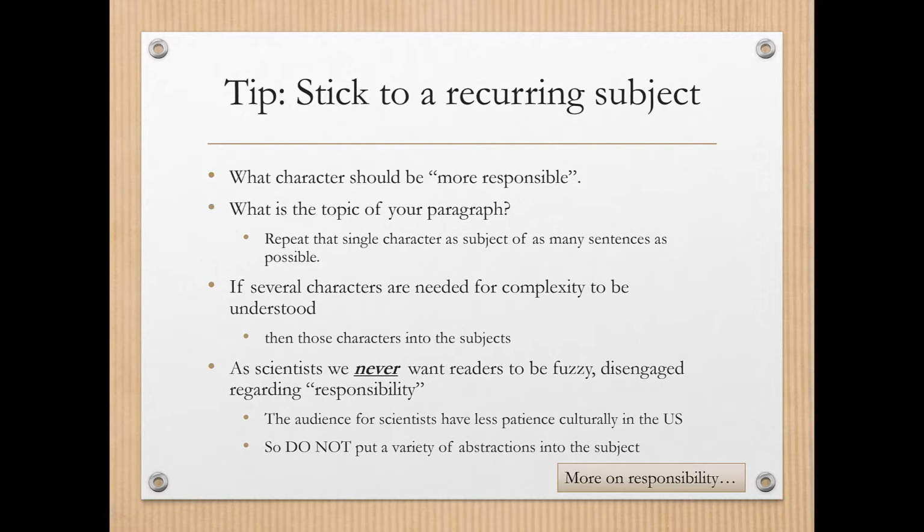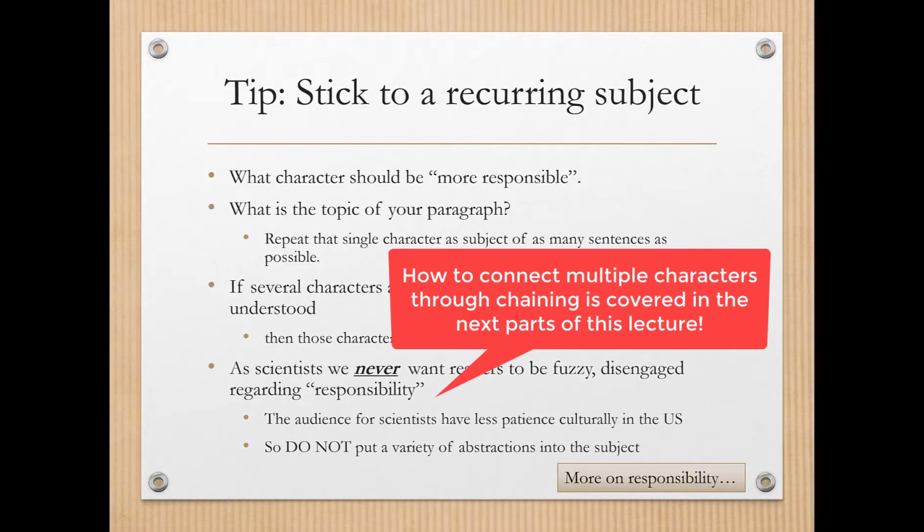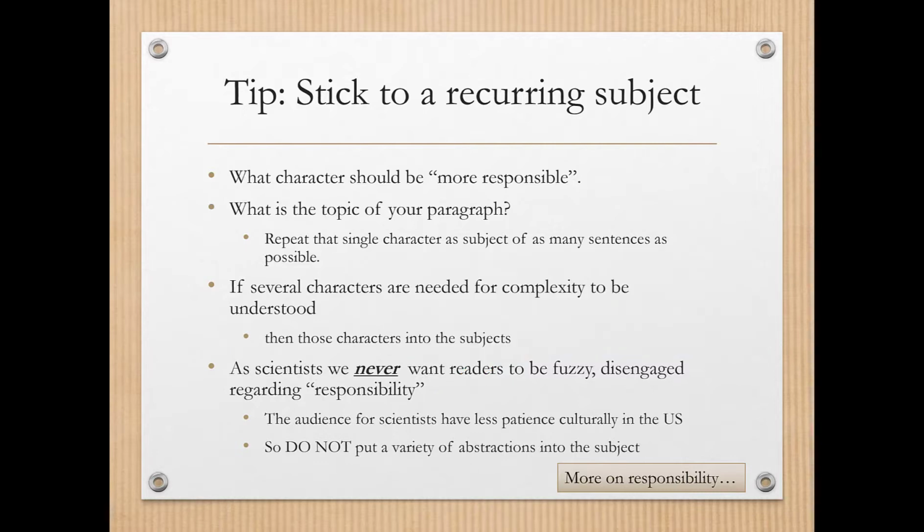We want to grab their attention, and this means that we do not want to put a variety of abstractions into the subject. So if we are indeed using some jargon, let's repeat it through. If we want to include different characters, then we want to connect those characters together. We certainly don't want to have a multitude of different abstract characters that nobody can appreciate.